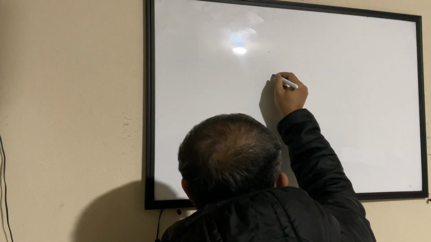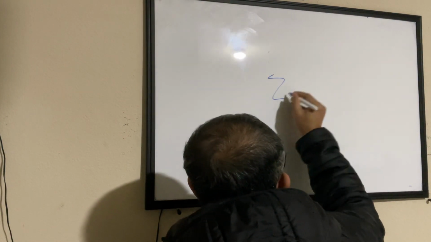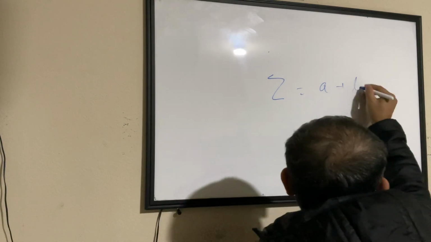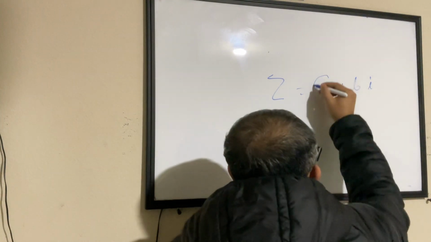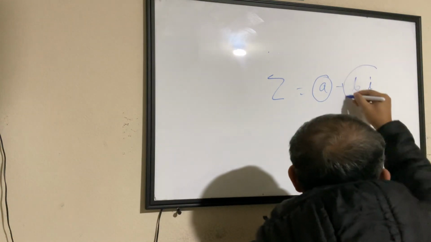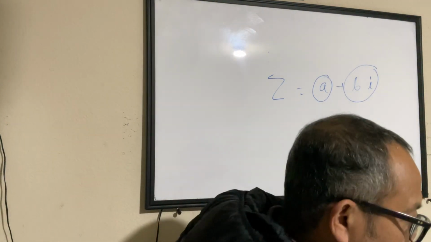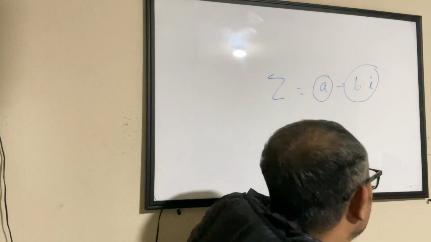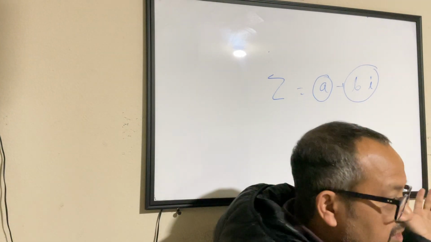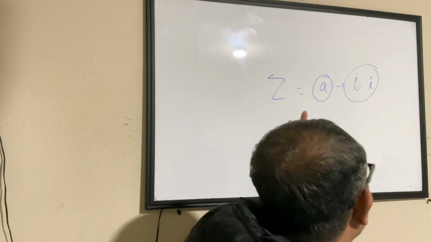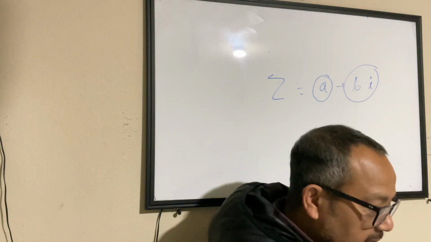Whenever you have a number, let's say z as a plus bi, meaning there is a real component to it and there is an imaginary component to it. So a complex number, as we know, is a combination of real plus imaginary components together. That's why it is called a complex number. This part you would remember, right?